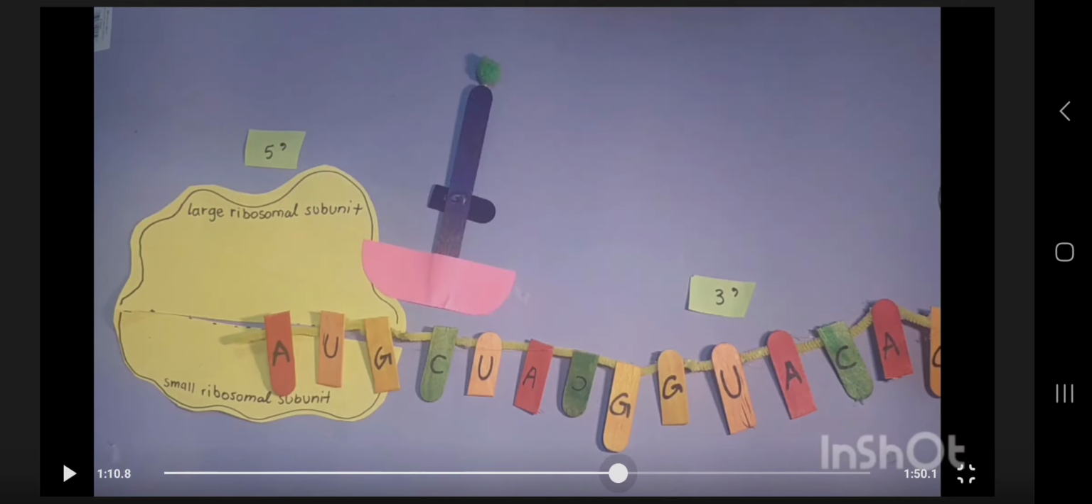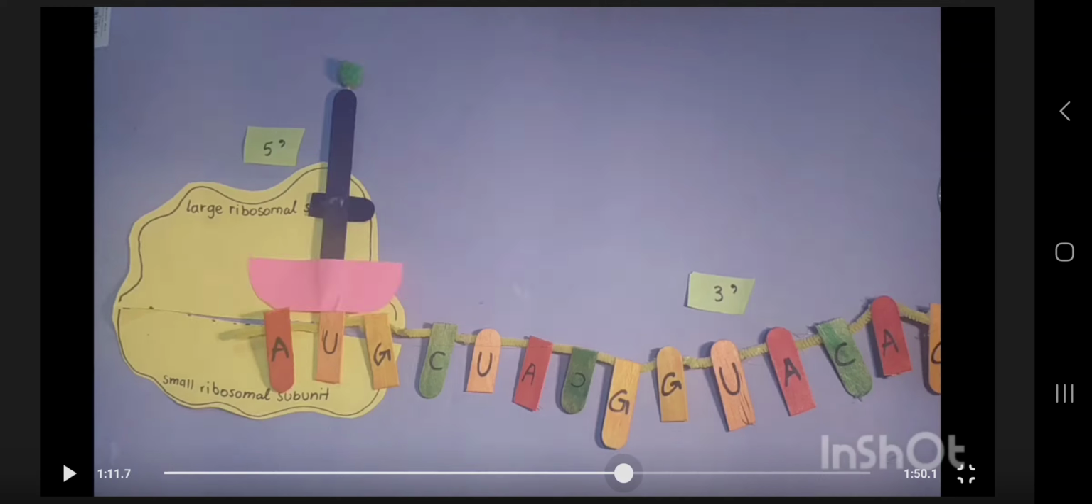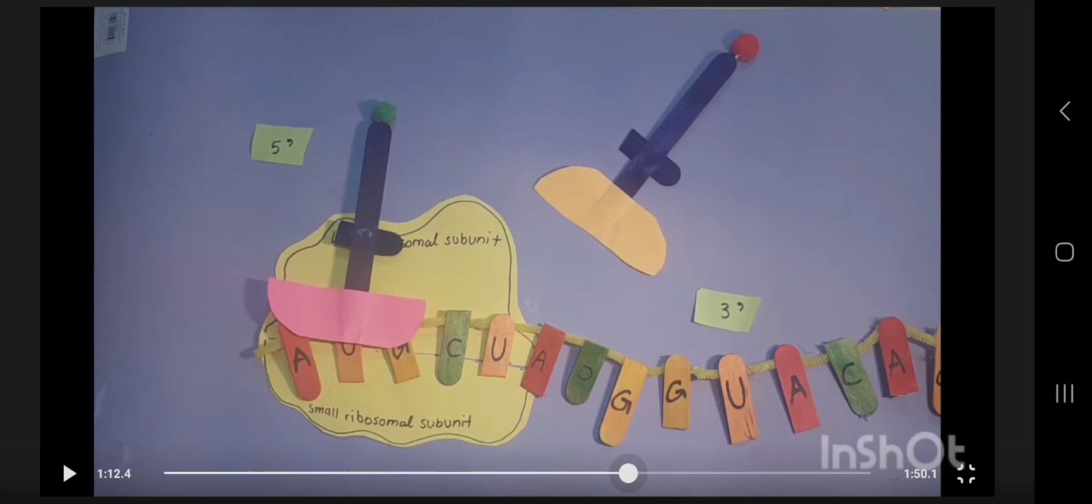tRNA molecules themselves have an anticodon region that's complementary to the mRNA's codons. So once the codons are read by the ribosome, the tRNA with the complementary anticodon comes and joins with the mRNA, carrying the specific amino acid on top. Initiation is completed once the tRNA carries the amino acid for the start codon, AUG, which is methionine.